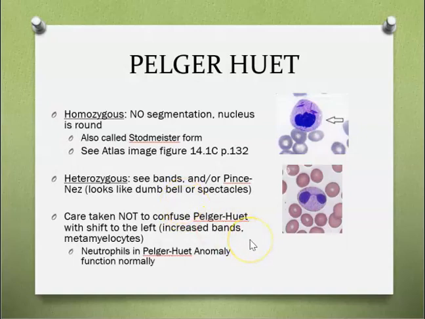But take care not to confuse your Pelger-Hewitt cells with a shift to the left, which is where you're going to see increased bands or metamyelocytes. Remember, metamyelocytes are an immature form where the nucleus can look like a kidney bean. And also something to remember, the neutrophils in Pelger-Hewitt anomaly function normally. Even though they're not right as far as their morphology, they still are able to function normally.